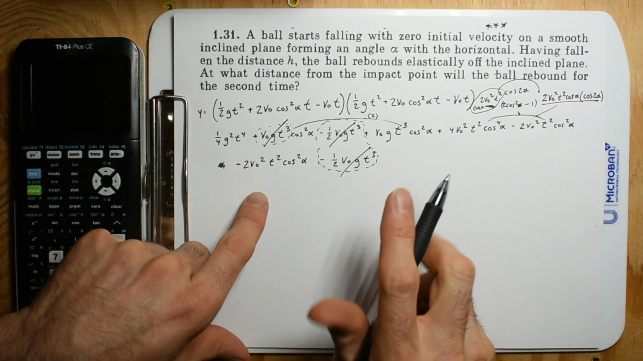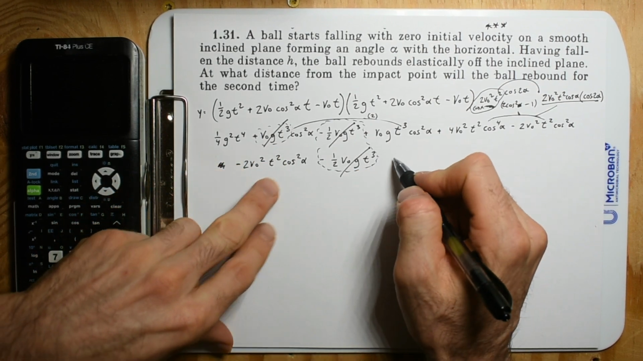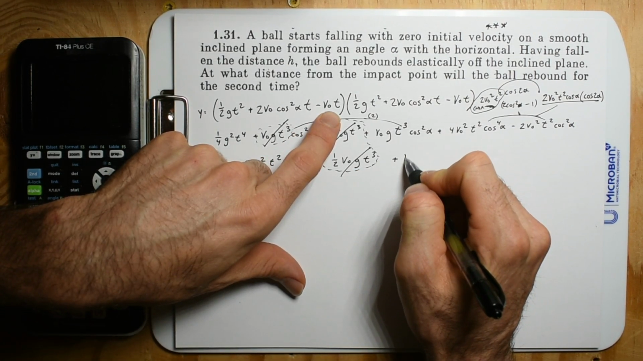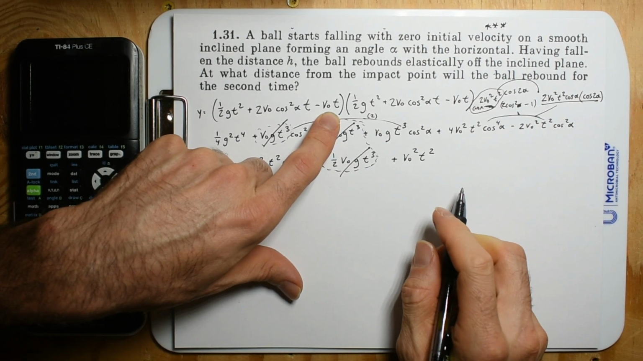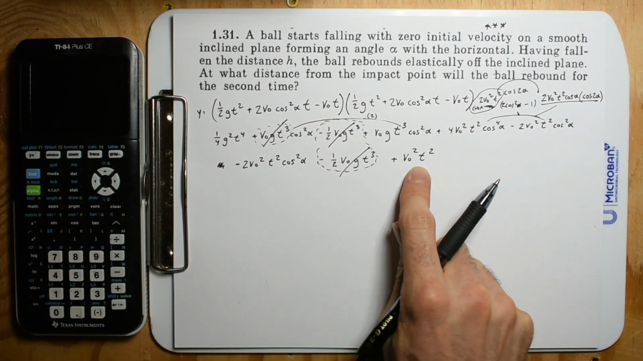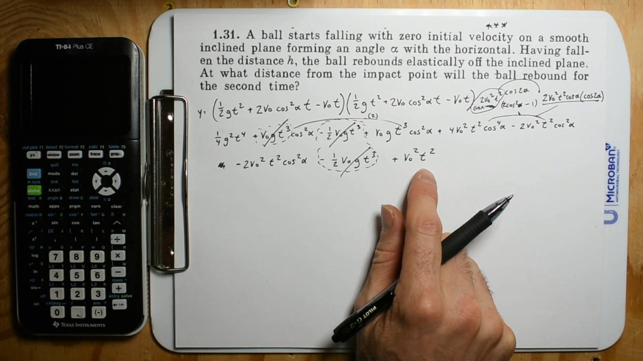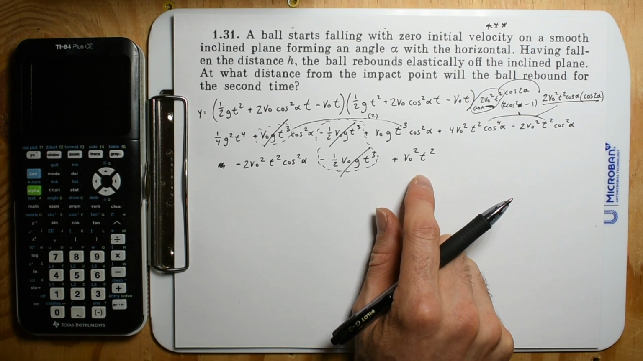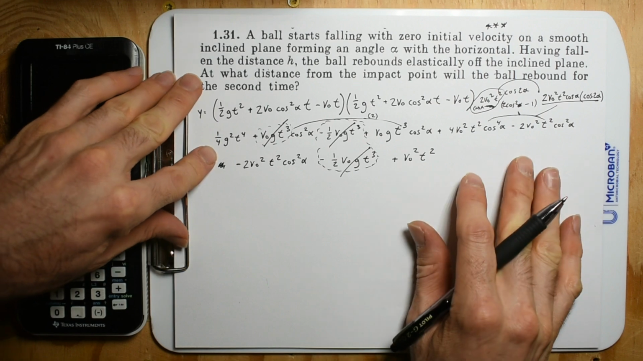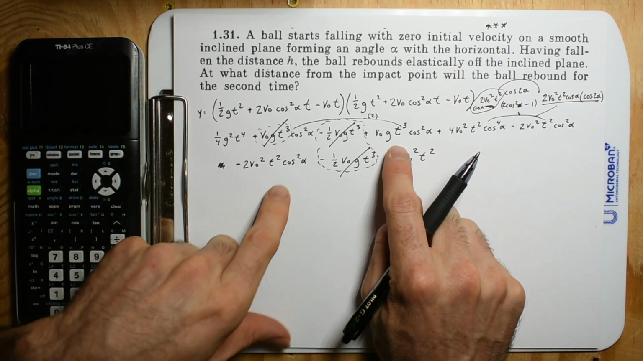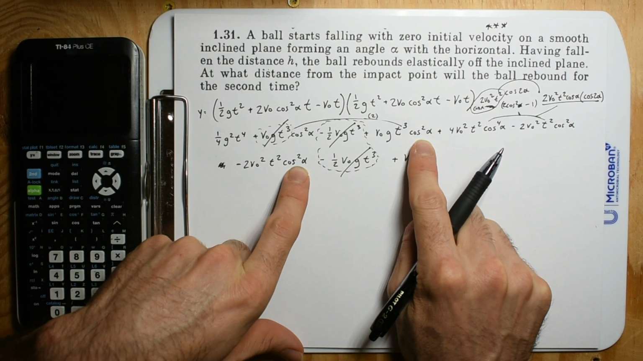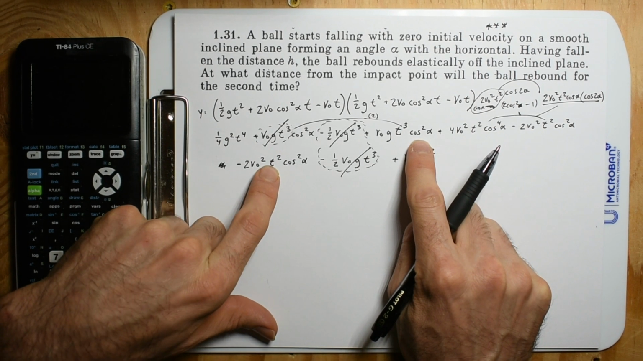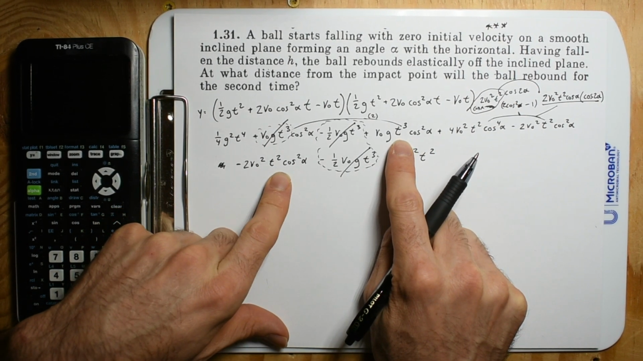All right, and then the last term. The last term is going to be plus v0 squared t squared. Cool. All right, so we're doing pretty good. This is a cosine squared alpha. This is a cosine squared alpha. But this is only a t squared. This is a t cubed.